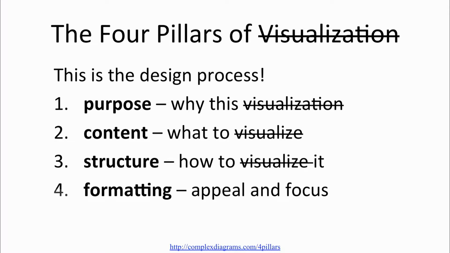So, purpose. Why are we doing this? That includes who it's for, what we hope to get out of it, the medium of communication. We'll talk more about each of these bullet points. Content. What's the actual information? What's the data that needs to be communicated? Structure. In this case, structure is what is the graph type? Where do the pixels go on the page?